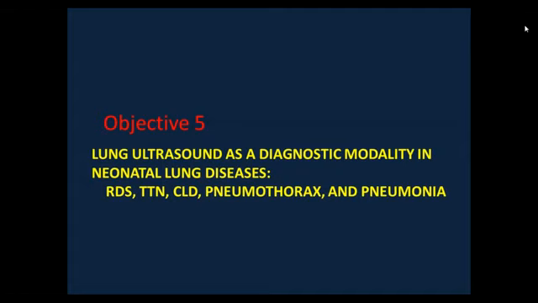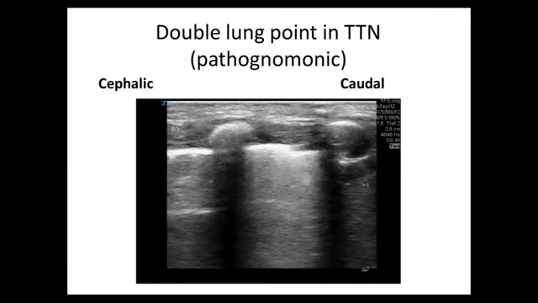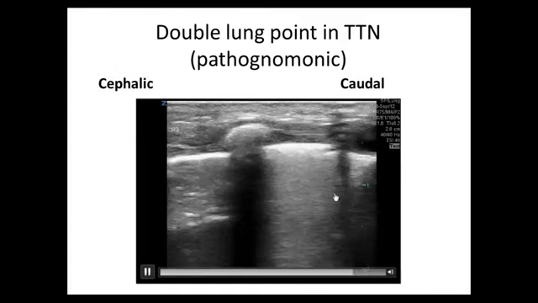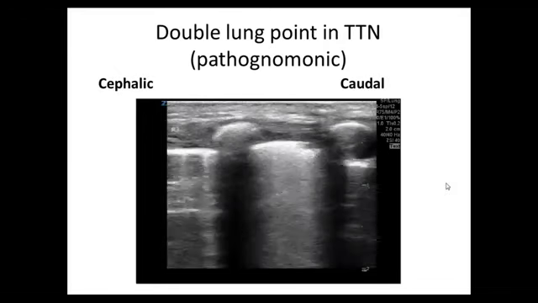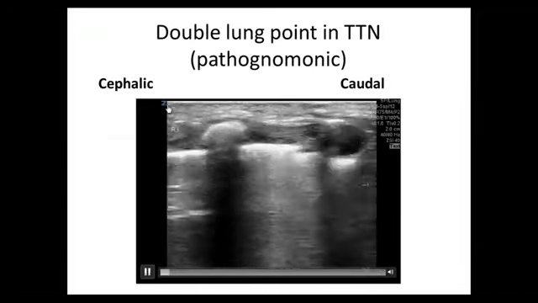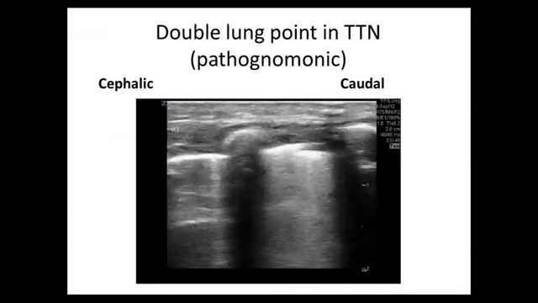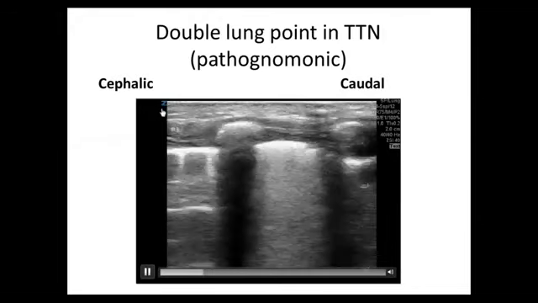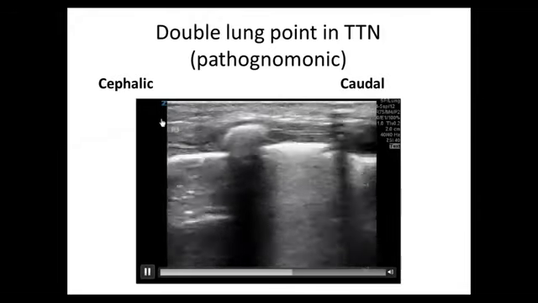Lung ultrasound as a diagnostic modality in neonatal lung diseases. The most common neonatal lung diseases are RDS, TTN, chronic lung disease, pneumothorax, and pneumonia. In TTN, one of the pathognomonic features in lung ultrasound: when you apply the probe, the index mark of the probe should be directed upwards to the head, which is consistent with this landmark.